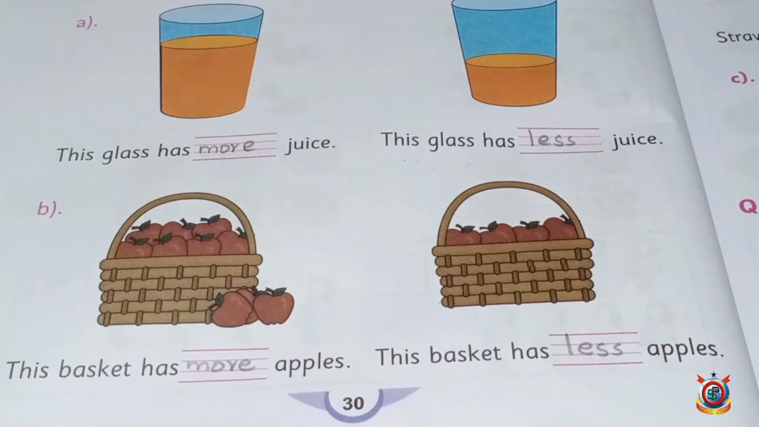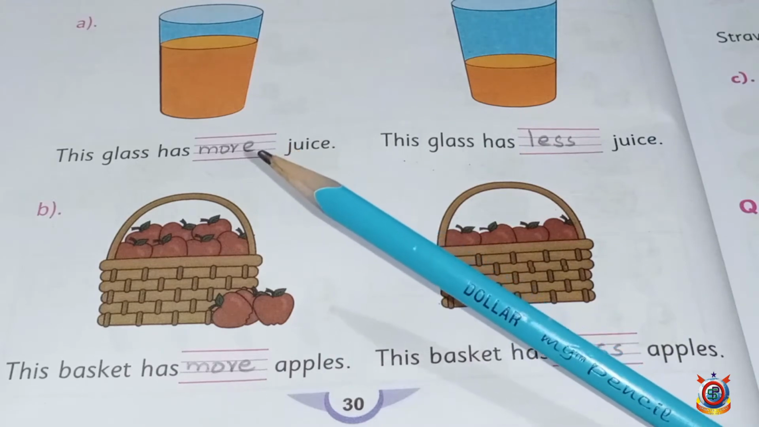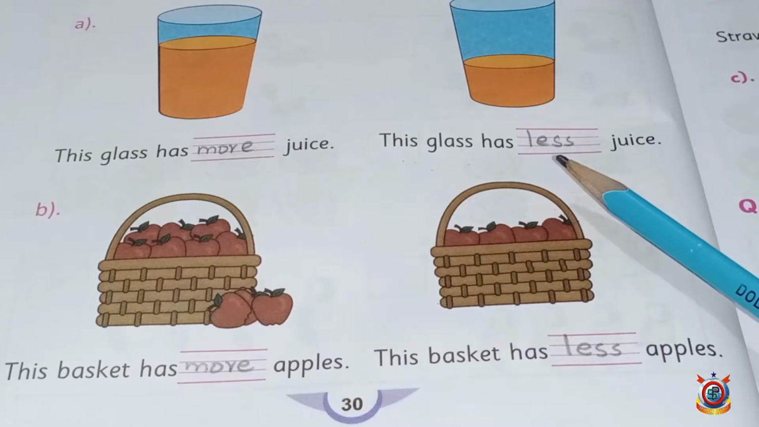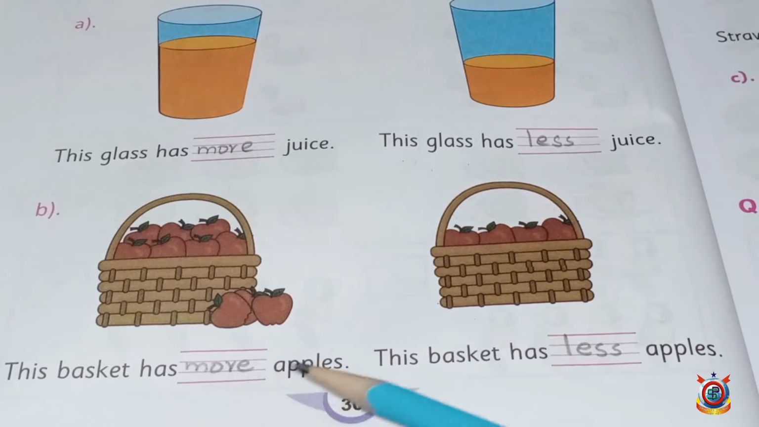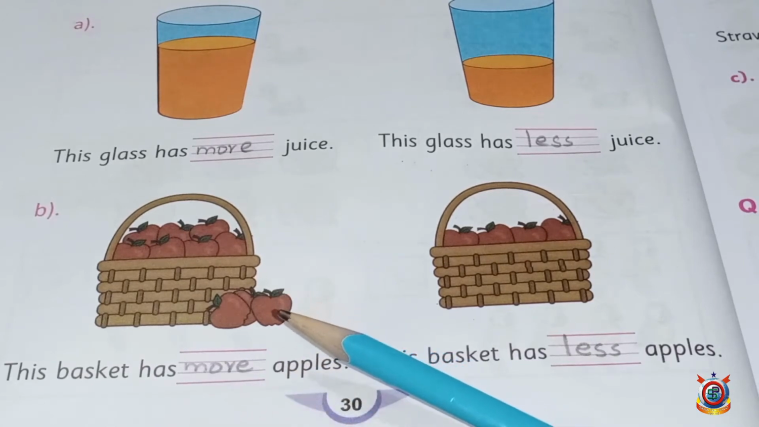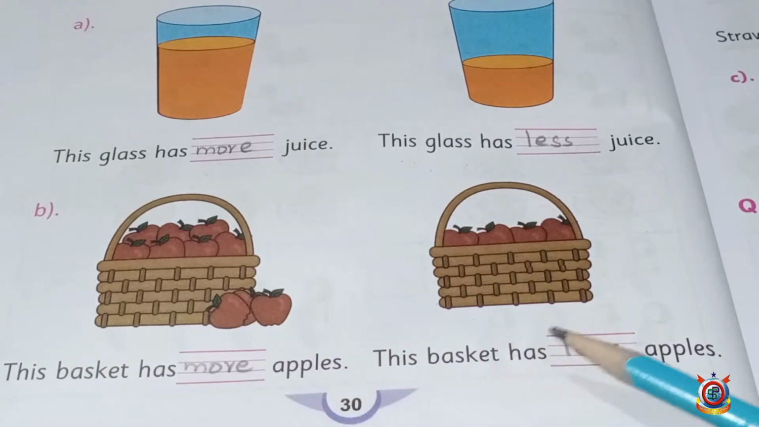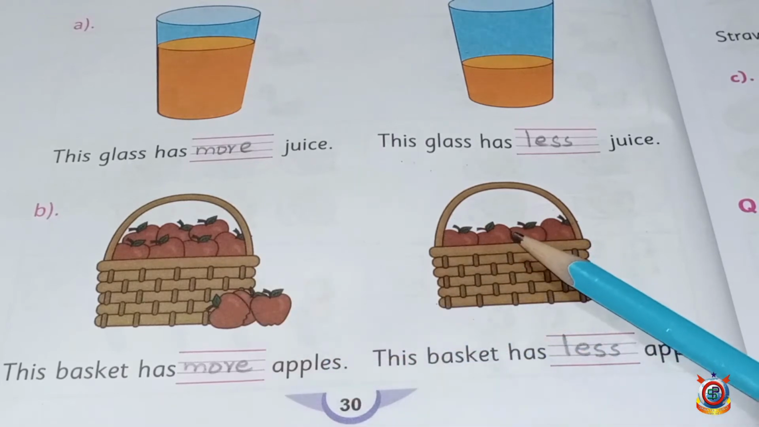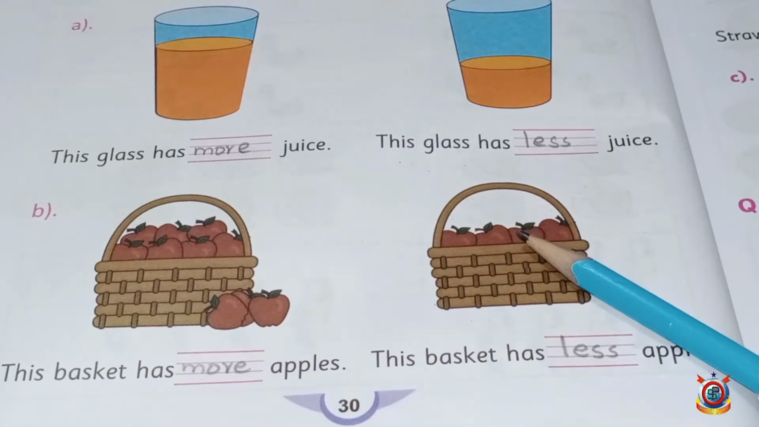Okay students, now you can see this glass has more juice. We have written here more and we have written here less because this glass has less juice. And now this basket has more apples, so we have written here more apples. And this basket has less apples, so we have written here less apples. Okay, very good. Please do your work in very neat and clean writing.